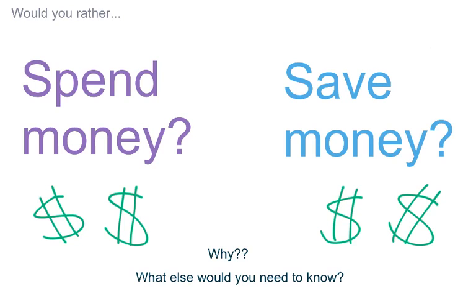As we think about this, it's important to think about what else we would need to know in this situation. Sometimes we want to spend money, right? Some of you chose that to be able to purchase things, to be able to buy something. Some of you would rather save money right now so that you can buy something bigger later. So there's reasons to do both, but it's important to know why you're doing it, and it's important to know other things about the situation.